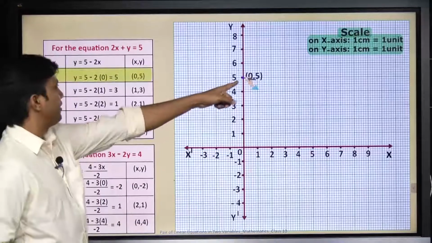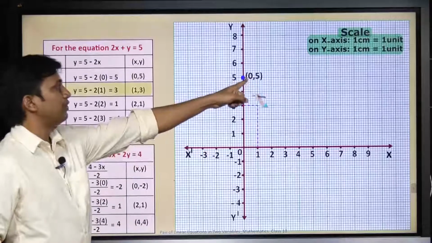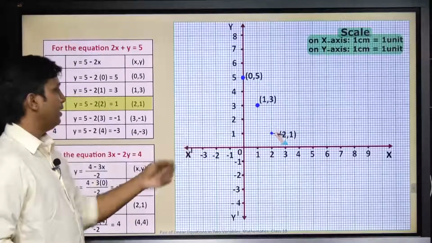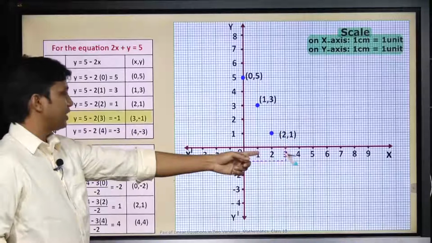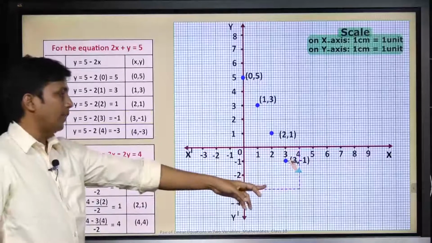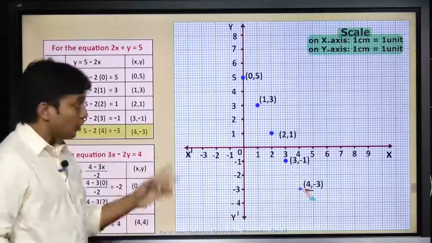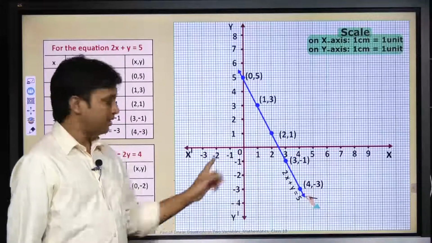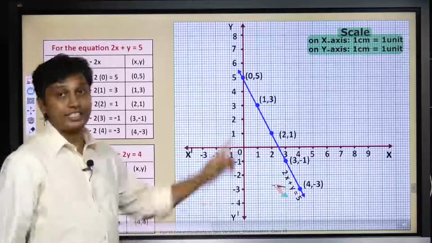See here, (0, 5) is plotted over there, and then after (1, 3), and then after (2, 1), and (3, -1), and (4, -3). On joining them, what do we get? What is this? It's a straight line.